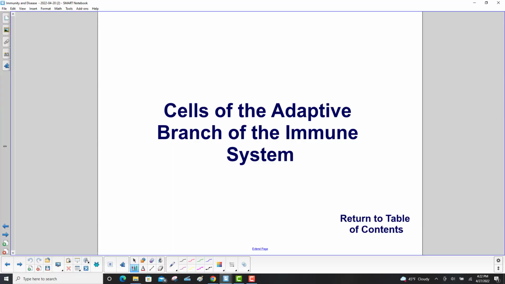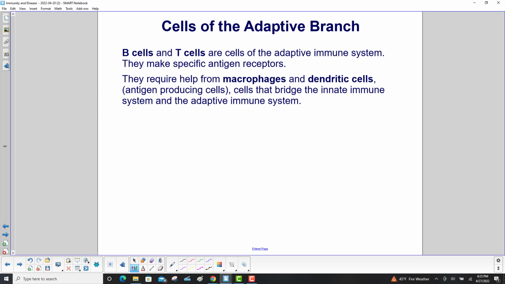Cells of the adaptive branch of the immune system. B cells and T cells are cells of the adaptive immune system. They make specific antigen receptors. They require help from macrophages and dendritic cells, which are antigen-presenting cells. Those are cells that bridge the innate immune system and the adaptive immune system.